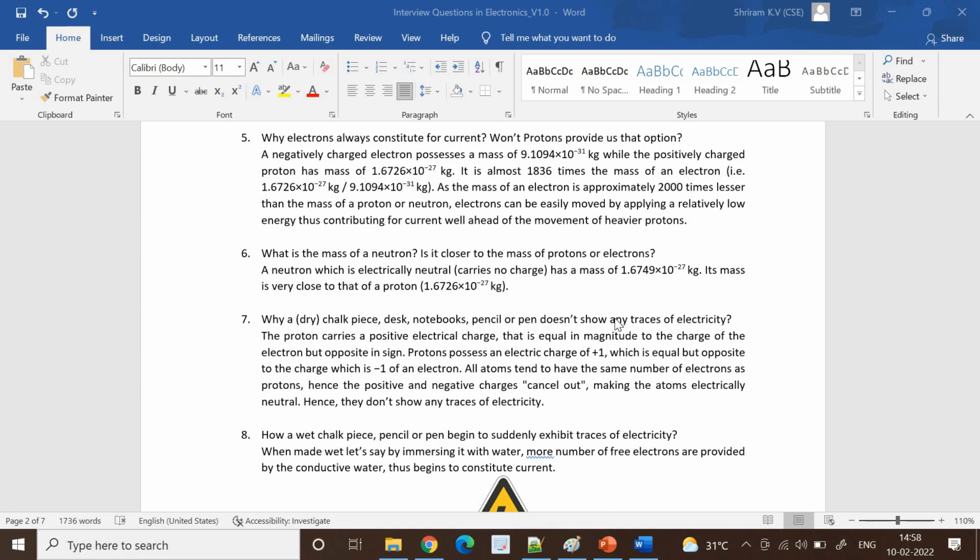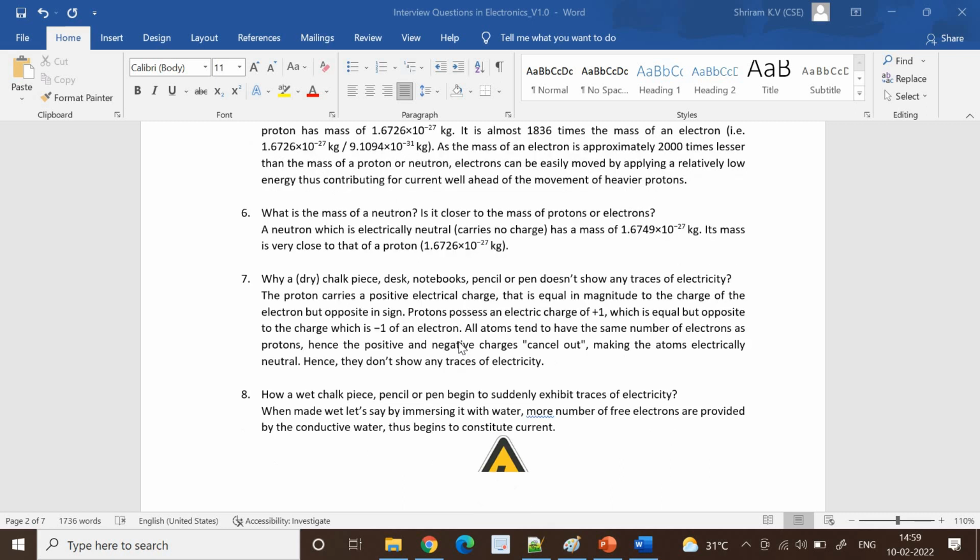So please understand, 1.6749 × 10⁻²⁷ kg is very close to the mass of the proton, which is nothing but 1.6726 × 10⁻²⁷ kg. So the answer is given. Now the next question is going to be very, very interesting as well as important.